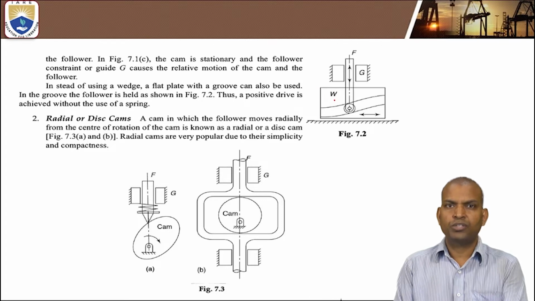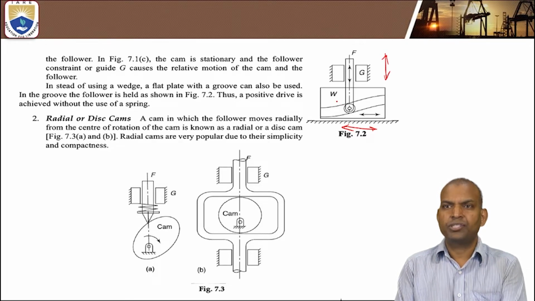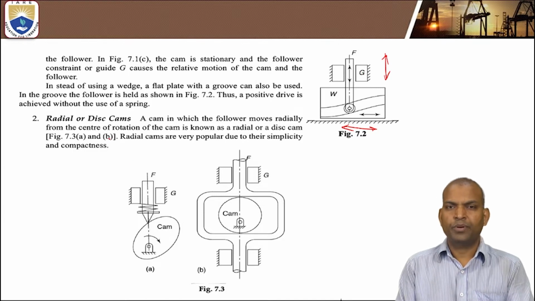Figure 7.2 also represents a wedge cam, but in this case a flat plate is covered with a groove. So it is a positive drive. Why? Because the roller completely follows the groove of the flat plate. When the wedge moves with horizontal translatory motion, the follower moves with vertical translatory motion. In this case, the wedge is the driving member, the follower is the driven member, and the guide G remains fixed.